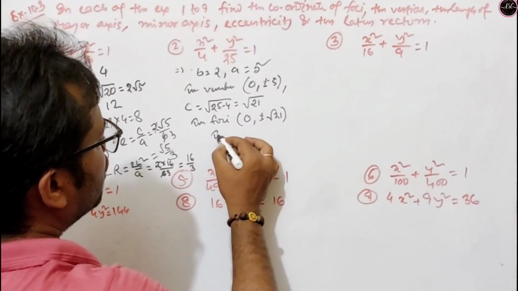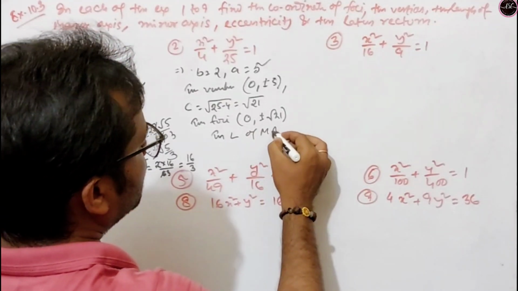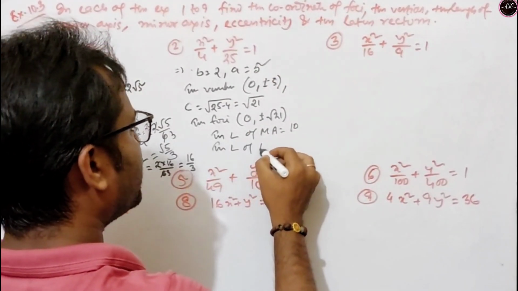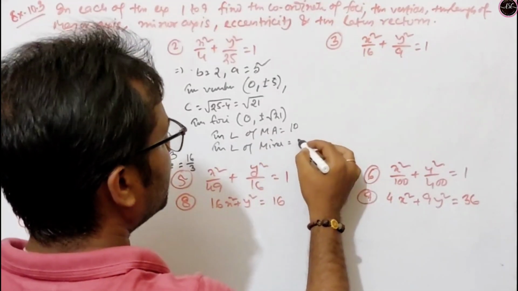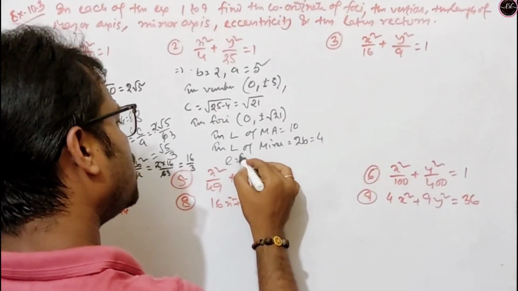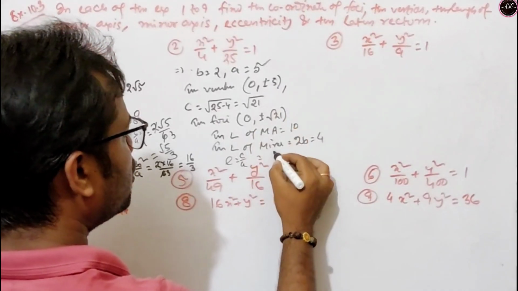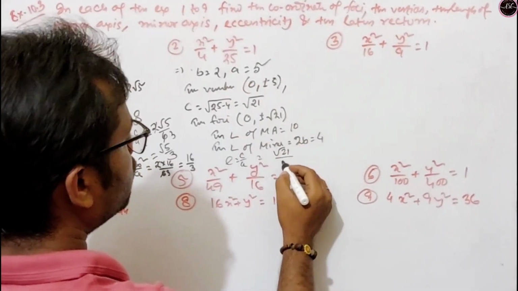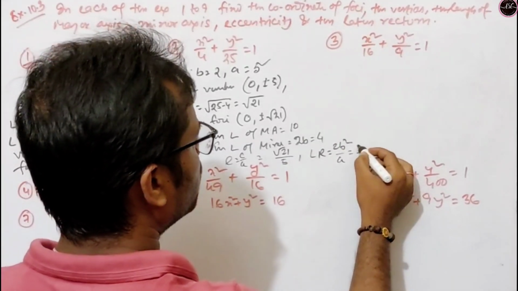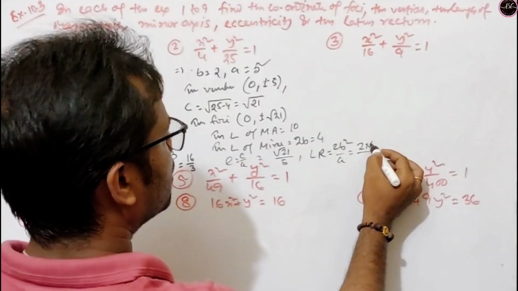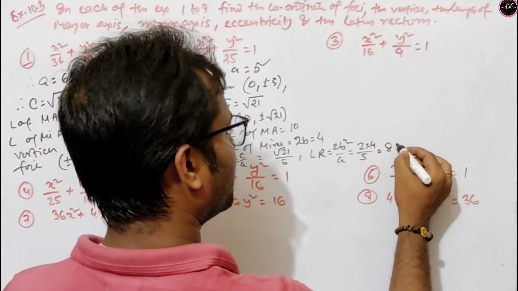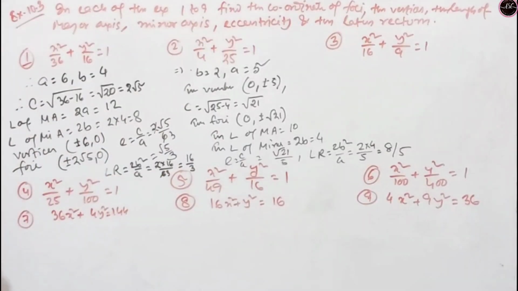Now the length of major axis equal to 2a, that means 2 into 5, that means 10. The length of minor axis 2b equal to 2 into 2, that means 4. Eccentricity is equal to c by a, that means root 21 divided by 5, and latus rectum is 2b square by a, so 2 into b square equal to 4, a equal to 5, that means 8 by 5. Okay, so that's your answer.